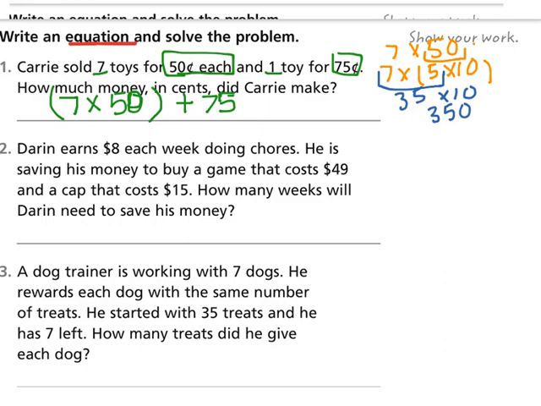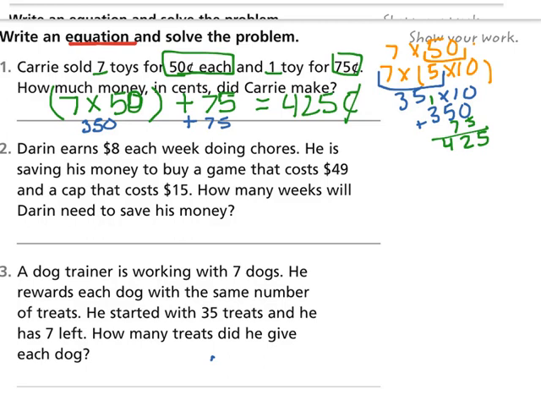And are we done yet? No, we're not, because now we've just done this part, and the answer to that portion was 350. But we still need to add this 75. So now we're going to take our 350 plus that 75. 0 plus 5 is 5. 5 plus 7 is 12. Put the 2 in the tens place, and then the 1 up there, and 425. So the answer then is 425 cents.